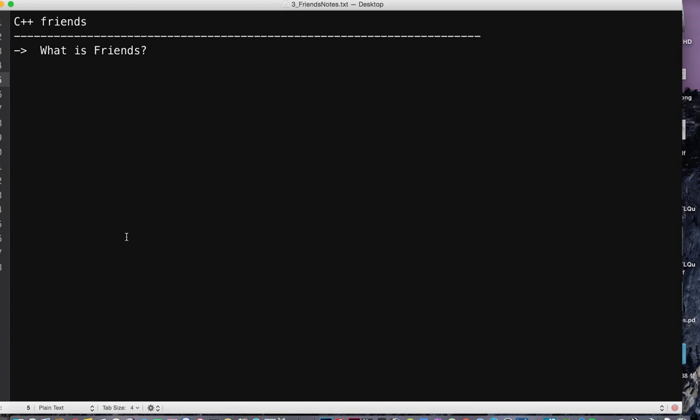Today we're going to talk about C++ friends. What is a friend? Friends are functions or classes declared with the keyword friend. The friend function's prototype should appear in the class definition, but friends are not members of a class. So friends are called differently compared with member functions of the class.